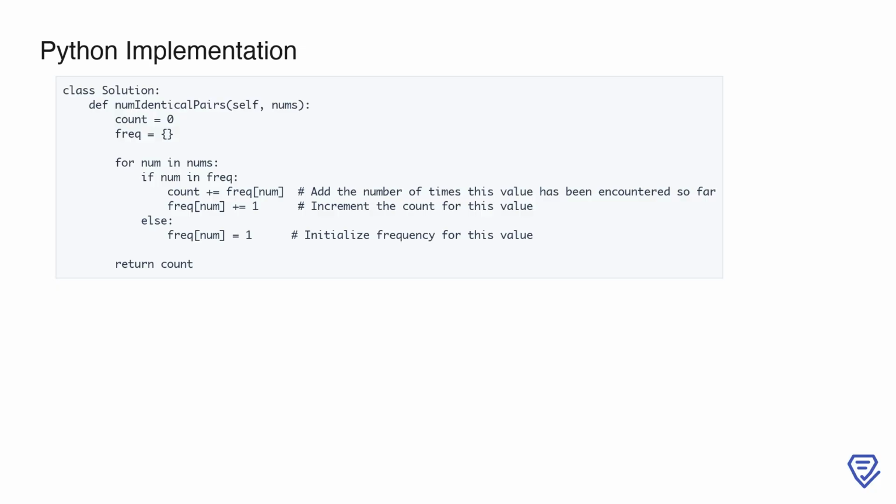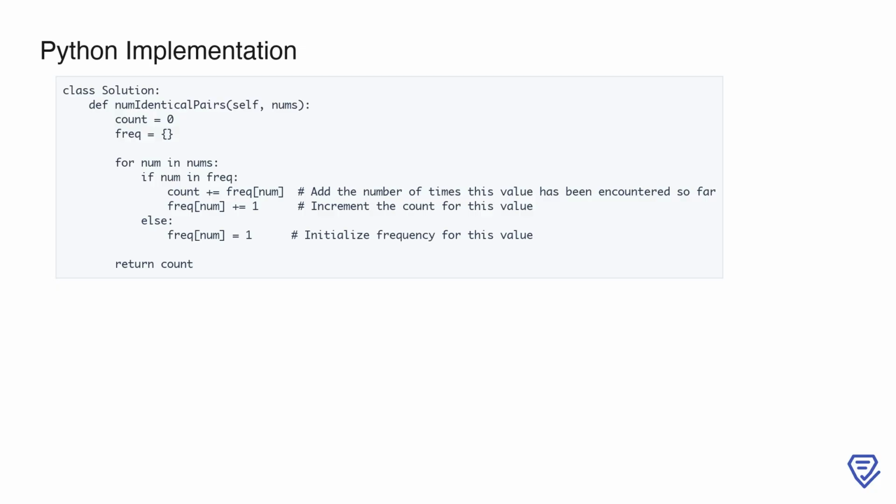This solution efficiently counts good pairs in a single pass through the array, resulting in an O(n) time complexity, where n is the length of the input list. This is a significant improvement over the brute force approach, which would require O(n²) time for comparing all pairs.